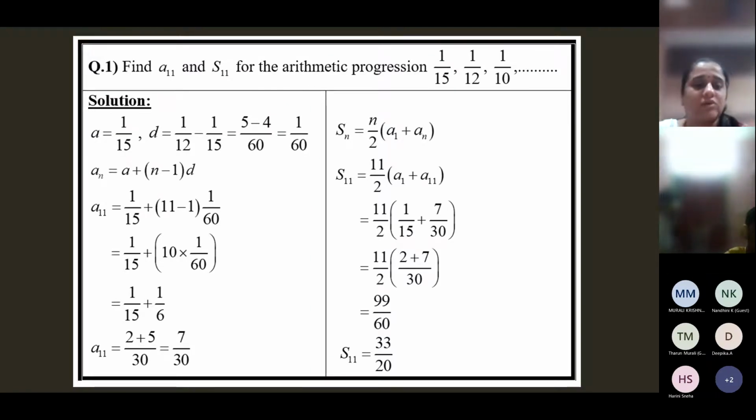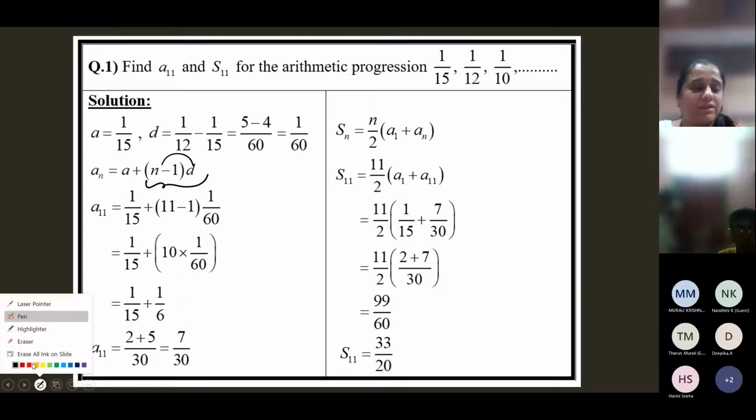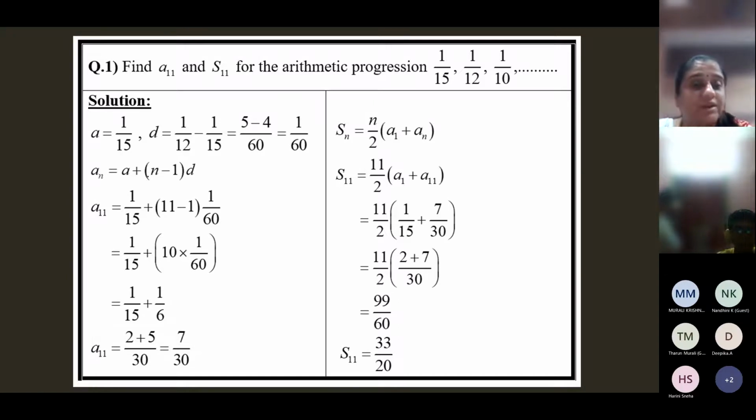Okay, so in this calculation we have to be careful. See, this is n minus 1 into d. N minus 1 and d should be multiplied, and this result is to be added to a. See the meaning there. It's n minus 1 into d. So you should work this, and this result is to be added to a. So 11 minus 1 is 10, and 10 into 1 by 60, you must do that.